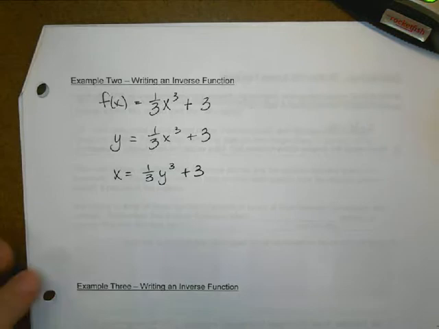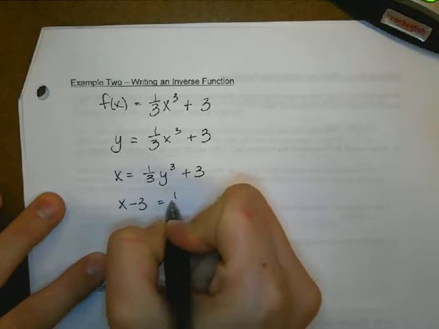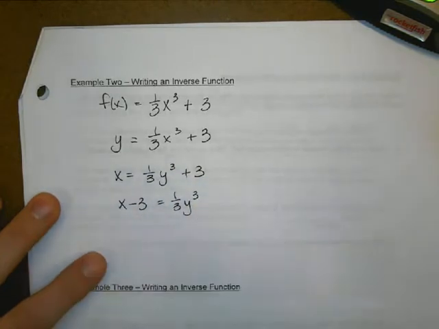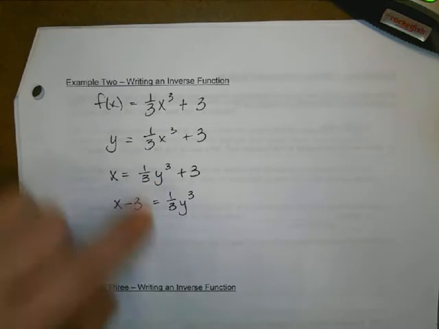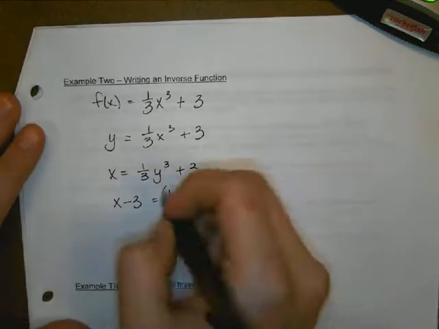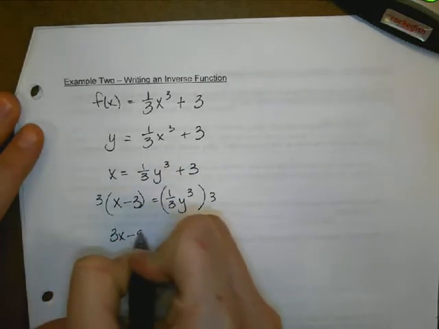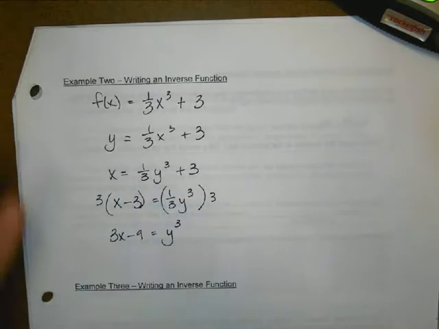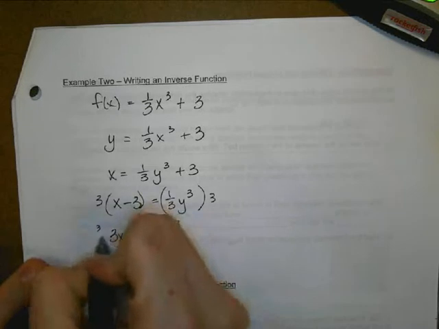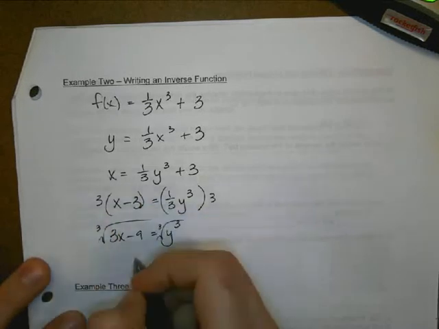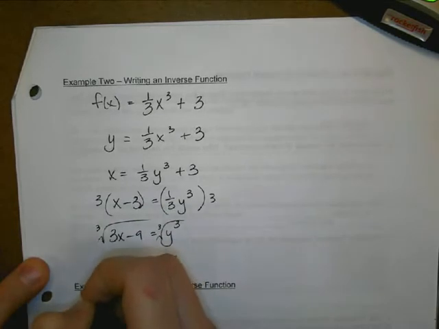Then we're going to solve for y by subtracting 3 from both sides. Because my goal now is to get y by itself in order to write another function. And to get rid of the 1/3, I'm going to multiply both sides by 3. So you get 3x minus 9 equals y cubed. And then to get rid of the cube on the y, you're going to take the cube root of both sides. So you get the cube root of 3x minus 9 equals y.